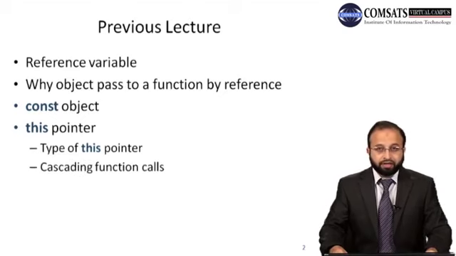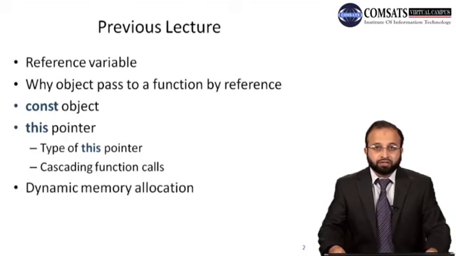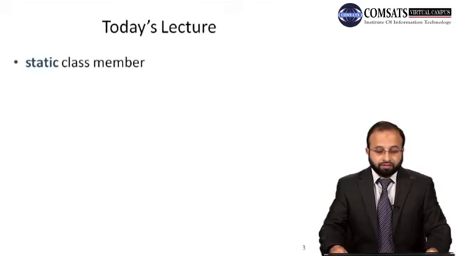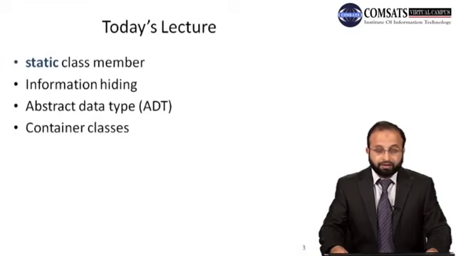Then we have seen how we can do a cascading function call in a single statement. Then dynamic memory allocation using the new and delete operators and the benefit of dynamic memory allocation. And then we have seen what is the benefit we are getting from the destructor. In today's lecture, we will see static class members, static functions, and static data members. Then we will see the very important concept that is information hiding, and then abstract data type in OOP, container classes, and then proxy classes.